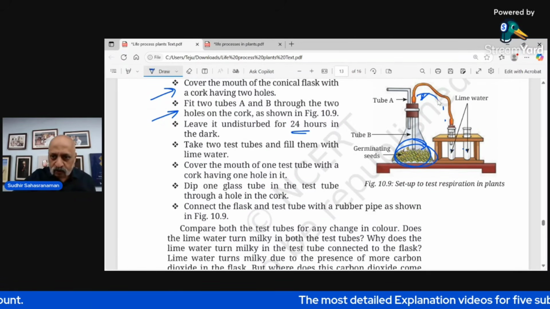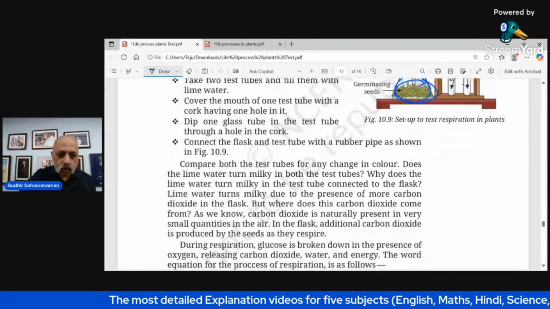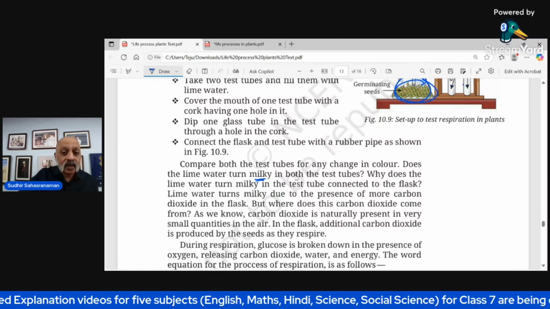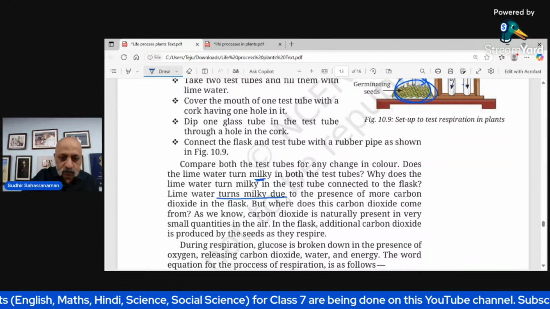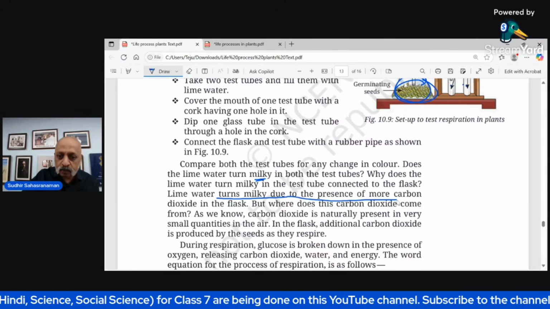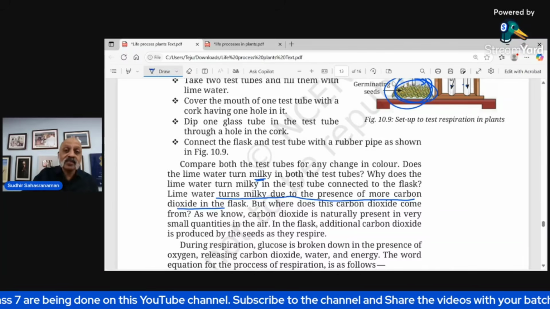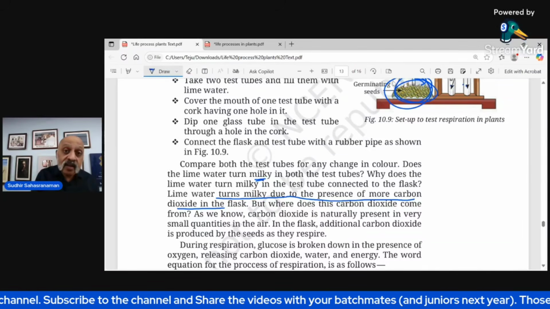And only one of them is connected to this. The second one is not connected. So what you do now is see whether the lime water turns milky in the test tubes. Well, what happens is that the lime water turns milky in the first test tube because of the presence of more carbon dioxide inside the flask, which means that when they are breathing, they are releasing carbon dioxide.